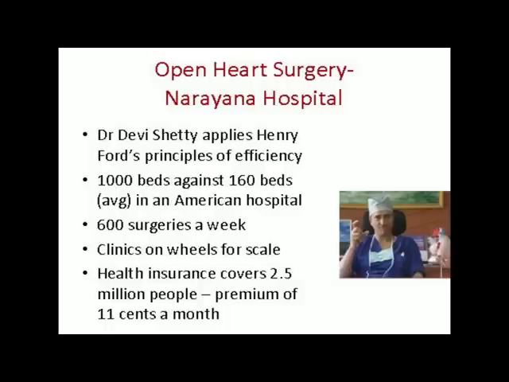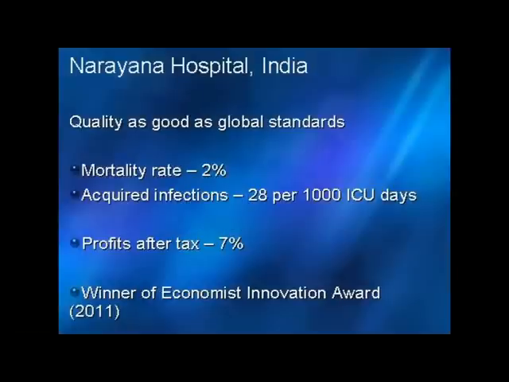600 surgeries a week, clinics on wheels for scale, and health insurance covers 2.5 million people, with a premium of 11 cents per month. And quality is as good as global standards, mortality rate being 2%, acquired infections being 28 per 1,000 ICU days, profits after tax 7%. It is profitable, and it won the Economist Innovation Award, by the way, which is a global award, in 2011. I'm just giving you these two examples of workflow innovations.